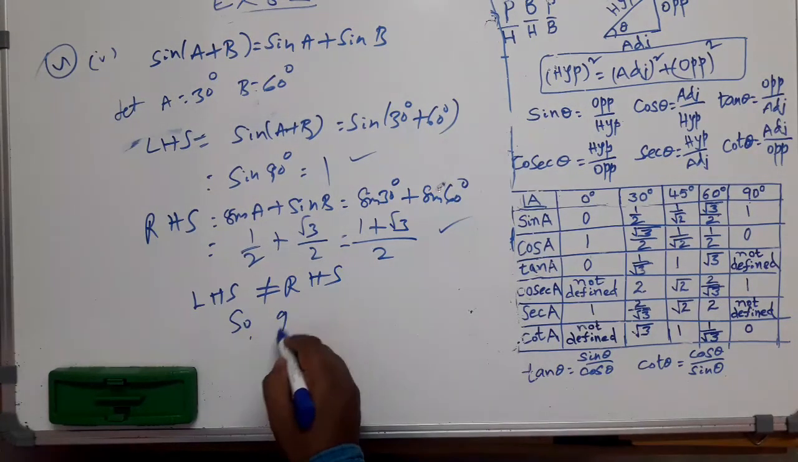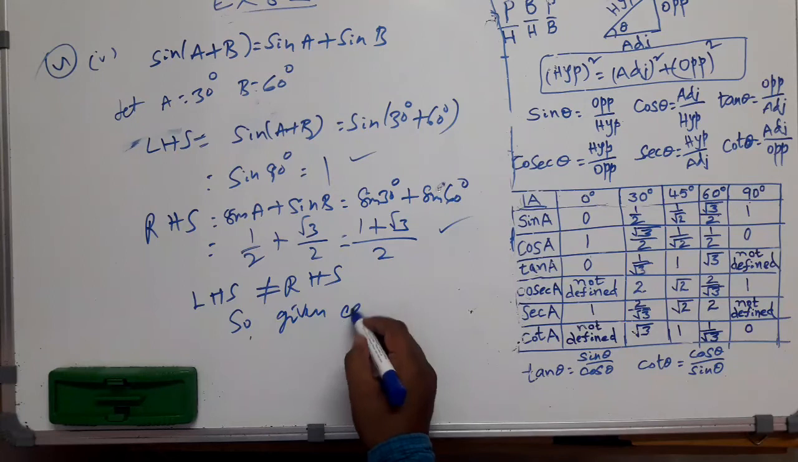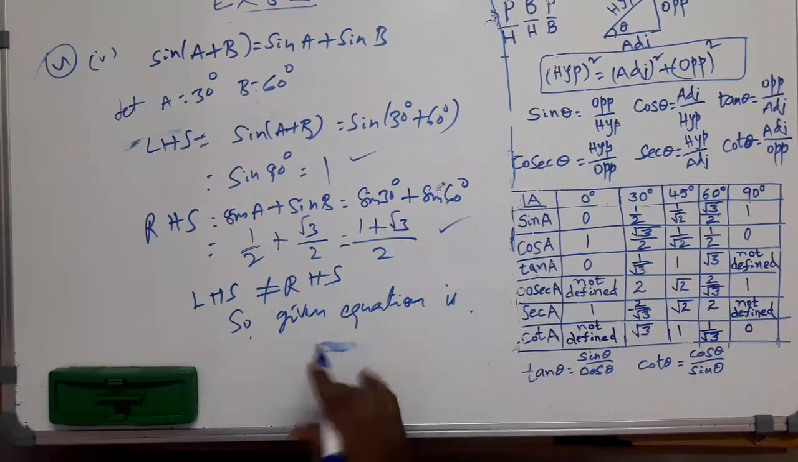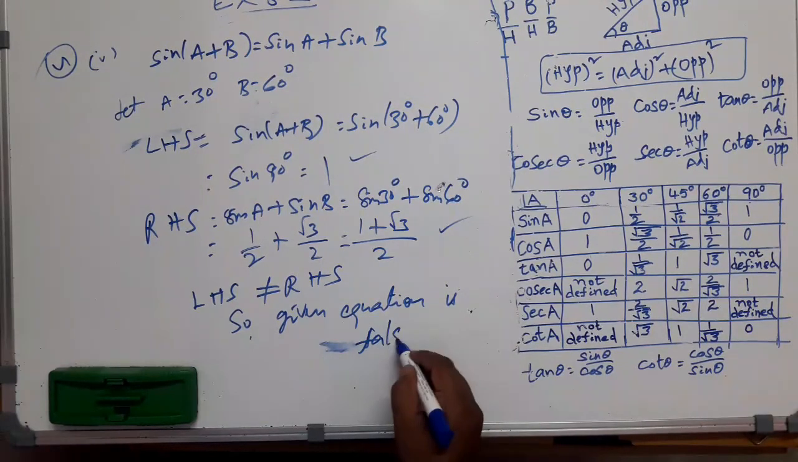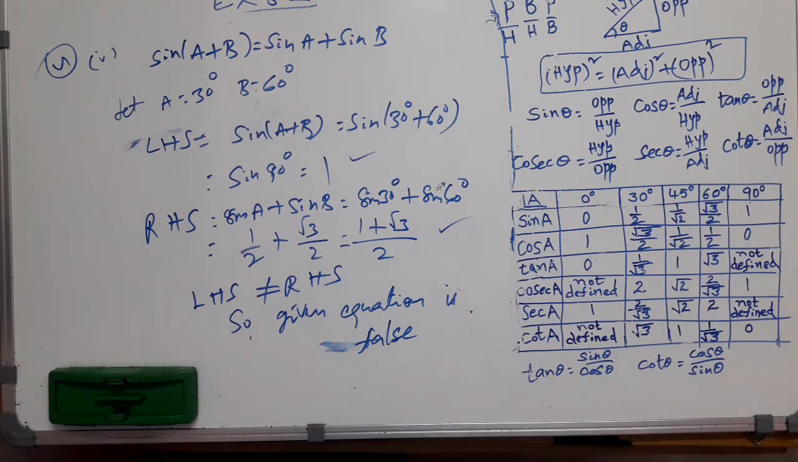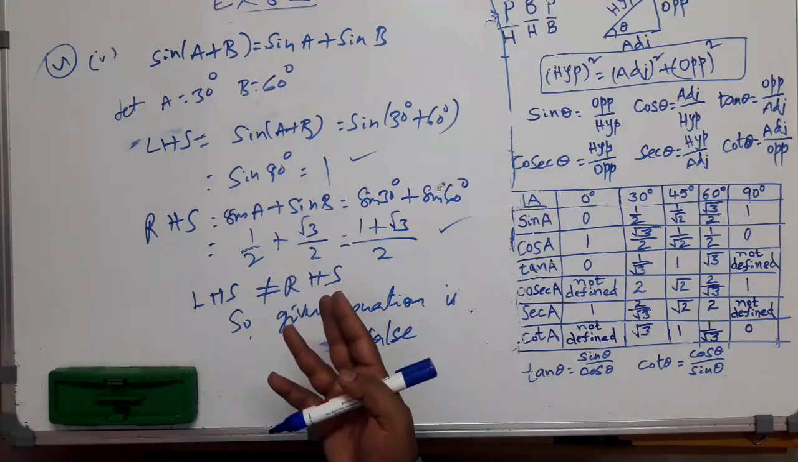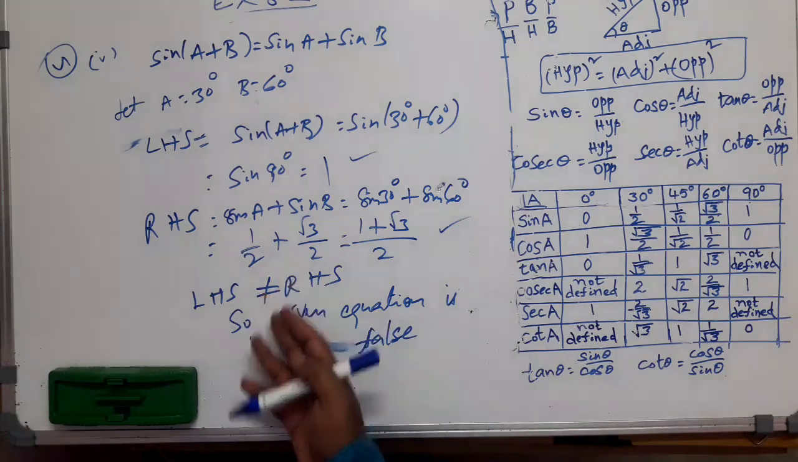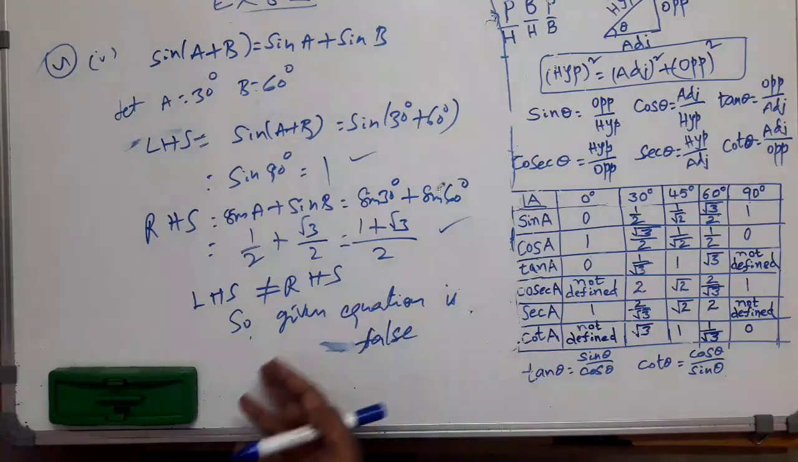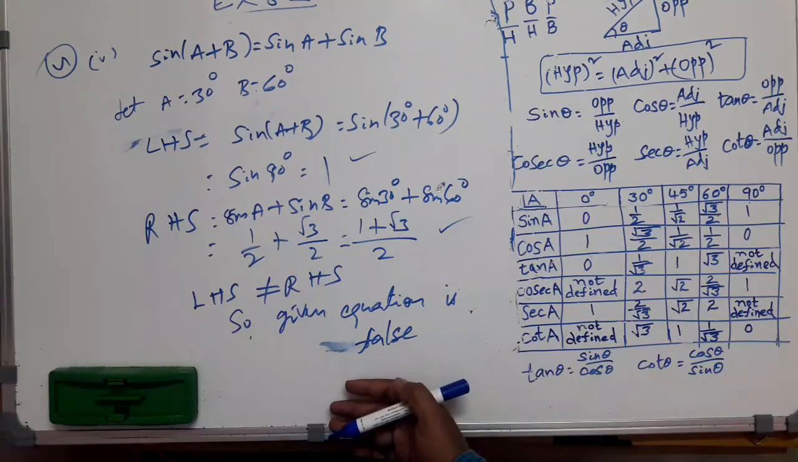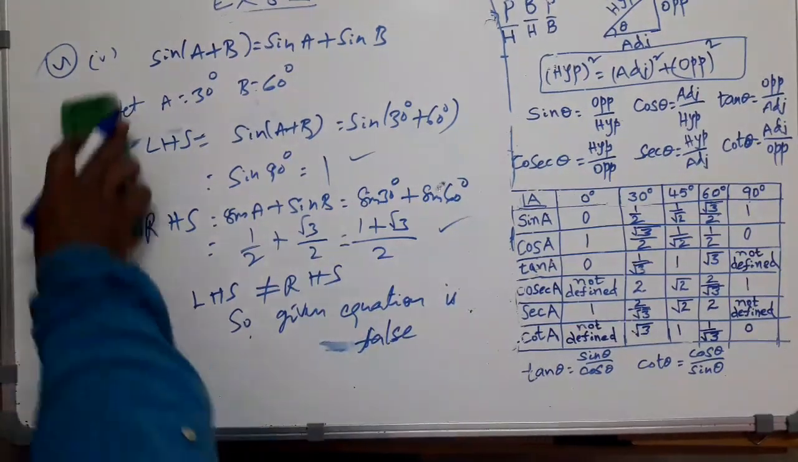So the given equation is not true, or false. True or false is asked, right? It's false. Justify. How do you justify? Yes, for the given equation to be true, it has to be true for all values of a and b. But in this particular case, this is giving you different values for left hand side and right hand side parts. So we cannot say that the given relation is true. So that is false. Yes, that is the justification.